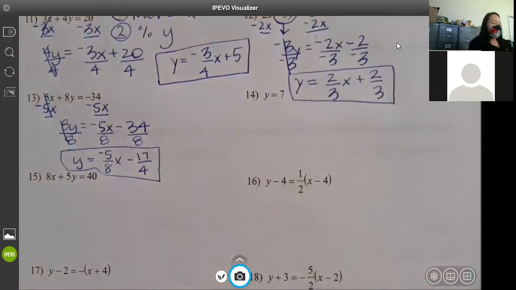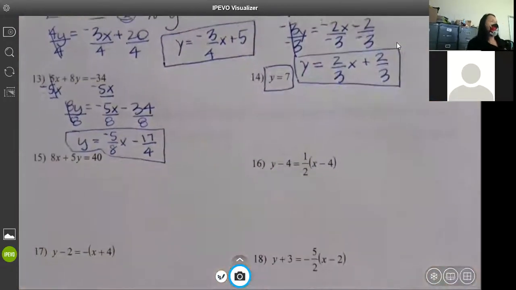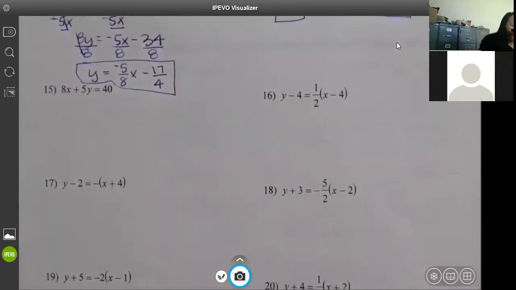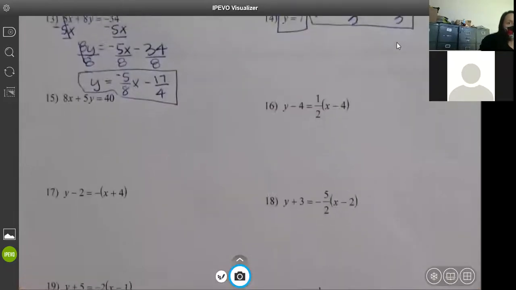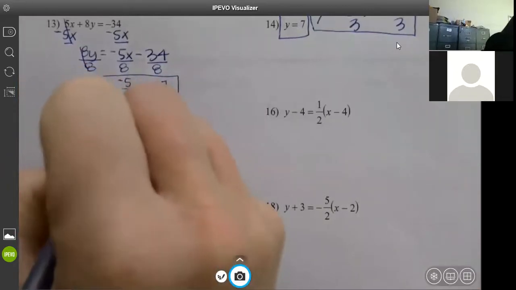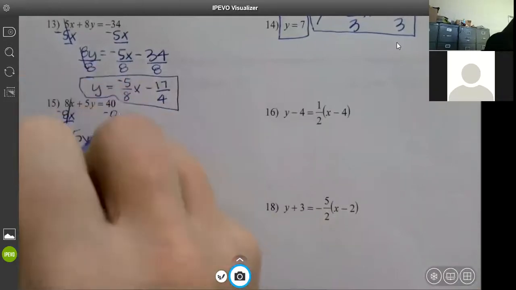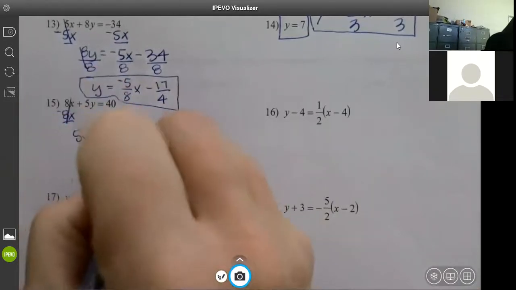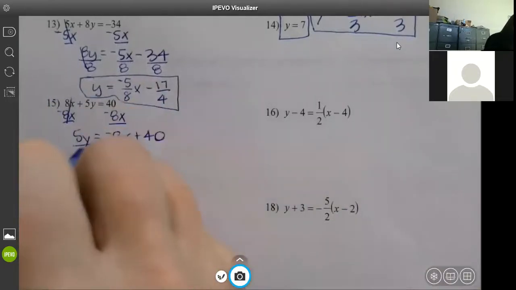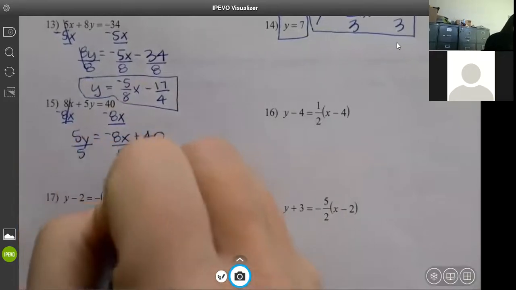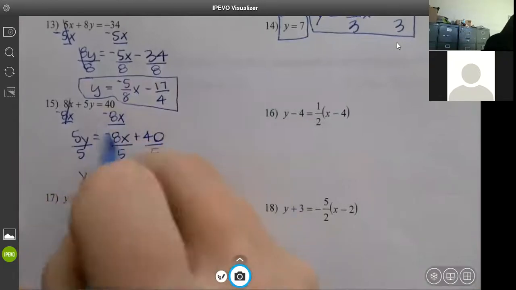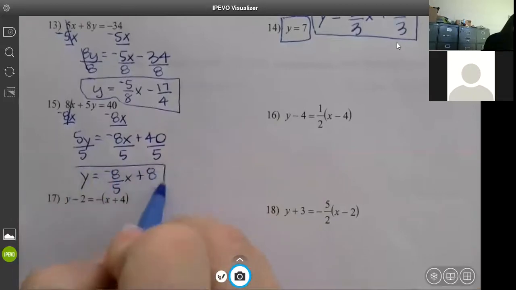Gotcha. 14 is already in y equals. There's nothing to do on that one. Okay, so that one shouldn't even be on there. 15, what's my first step on that one? Subtract your x, or your 8x. That leaves us with 5y is equal to, we're writing our negative 8x and our positive 40. Last step, divide everything by 5. If I reduce it, 8/5 won't reduce, but 40 divided by 5 is 8.